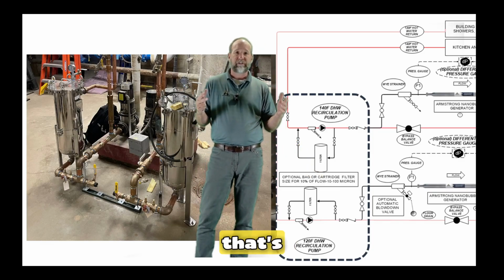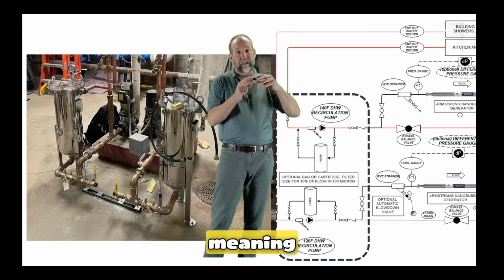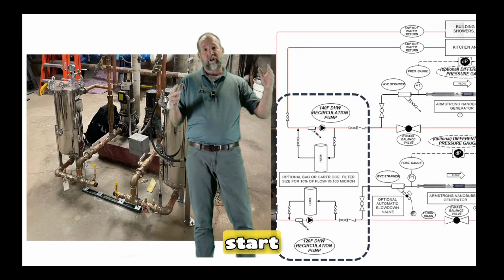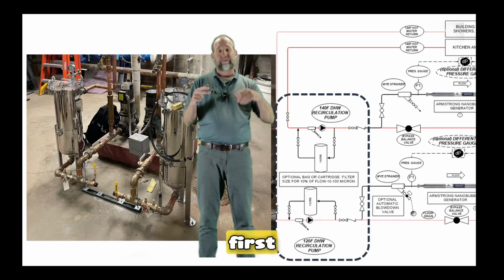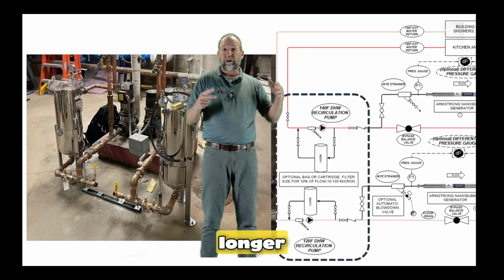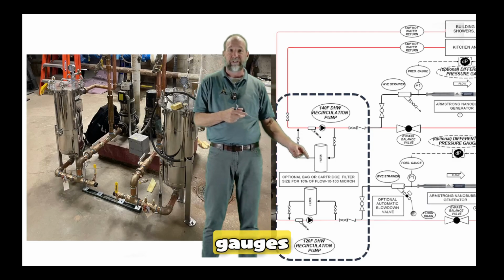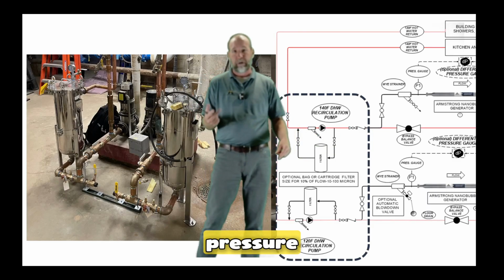Because that's going to just plug up really fast. What you want to do is start with a higher micron, meaning bigger openings, and get the bigger gunk out of the system first. Then as you see it starting to last longer, it's not plugging up as fast. And again, by having inlet and outlet pressure gauges, you'll be able to tell what the differential pressure is.